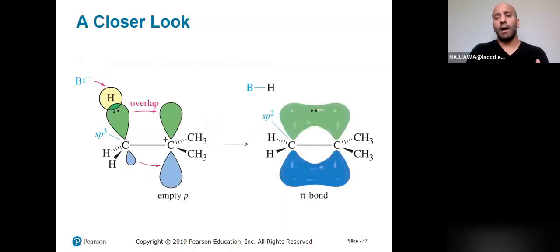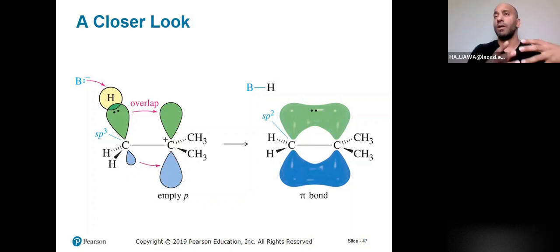In the orbital sketch, we will see that the hydrogen attached to the carbon, that orbital has to overlap with the vacant p orbital of the carbocation in order for the pi bond to be formed. So that becomes very important when we talk about E2, where the leaving group actually has to be on the opposite side of the hydrogen, and we'll see why that is.